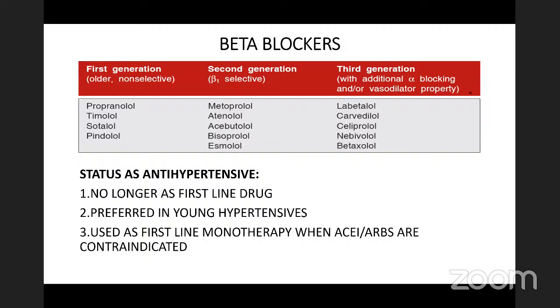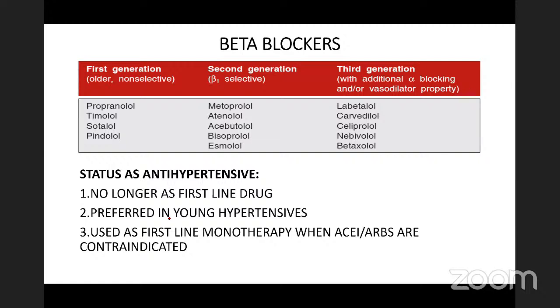Previous guidelines said that it is used as a first line drug, as monotherapy. But recent guidelines say that it can be used as a monotherapy, but not as a first line drug, because it has less efficacy in preventing myocardial infarction and stroke. It does not have any effect in prevention of myocardial infarction and stroke. That is the reason we should not use beta blockers as the first line drug.